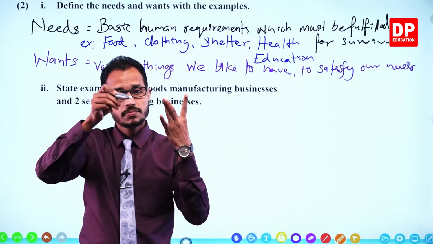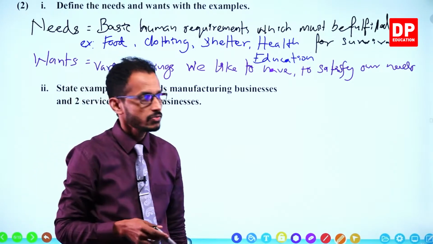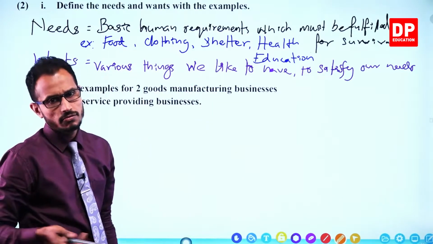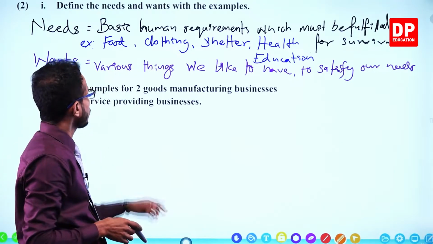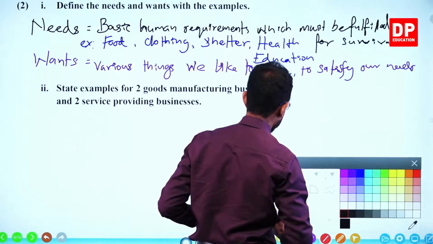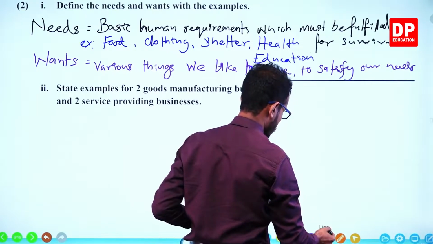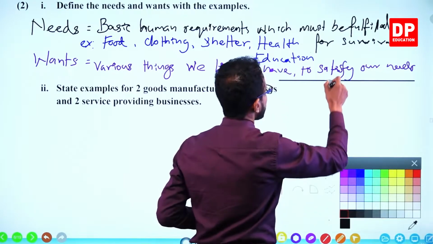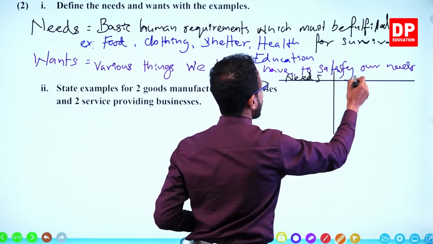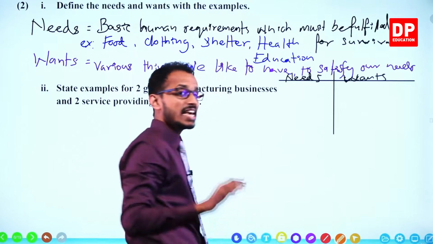Wants, this is W, right? Wants. For the need of food, if you need food, what do you like to have? Those are your wants. So this is preferably the way to present your examples. This is the better way to present. You write needs on this side, wants on this side, right? Needs and wants in a table.